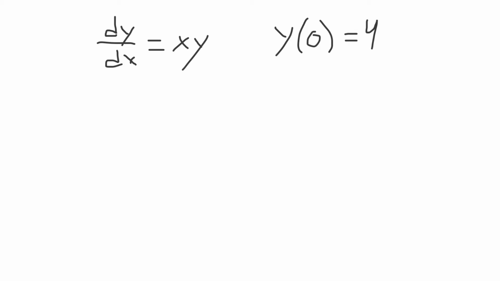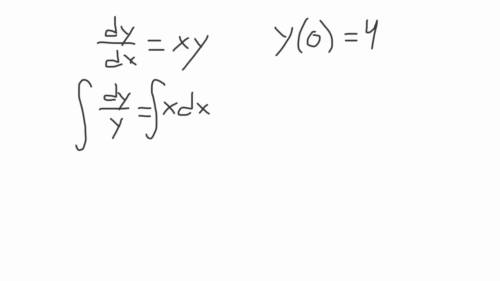So to do that, we need to get all the y's on one side and all the x's on the other side. So we can divide both sides by y, multiply both sides by dx. This will give us dy over y equals x dx. Now you can see that our variables are separated, with the y's on the left side and the x's on the right. This allows us to now integrate both sides to remove the two differentials so that we can get an equation with y in terms of x.